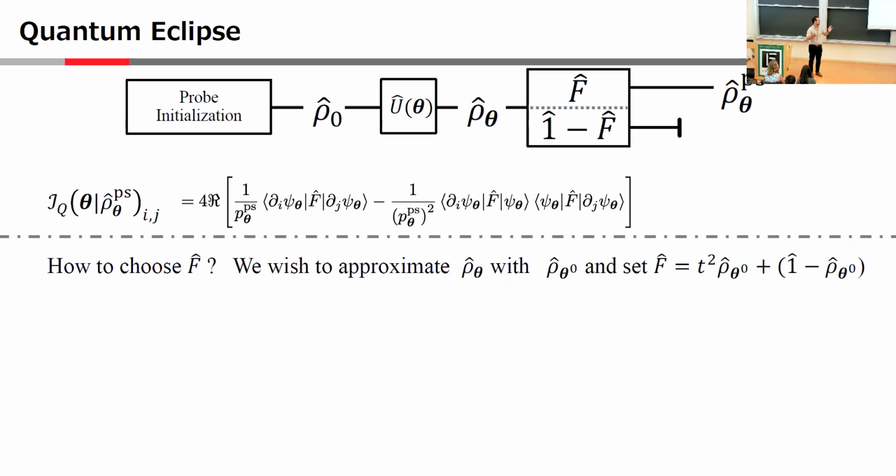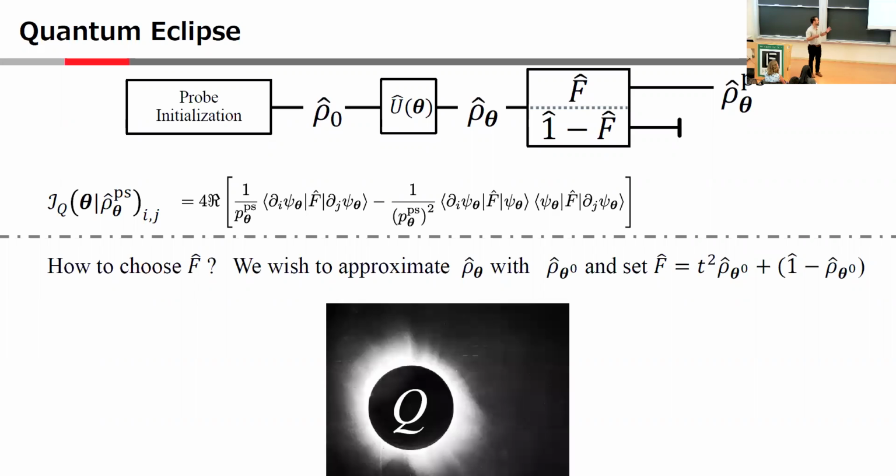So that sounds like a strange thing. What does it correspond to? Physically, it corresponds to having a filter that if you are orthogonal to the state you expect, you always let that state through. But if a state comes in that's equal to the state that you expect to get, you only let it through with probability t squared. So it's kind of like an eclipse.